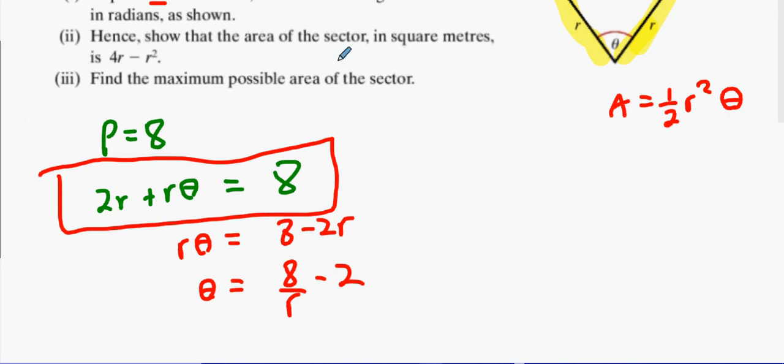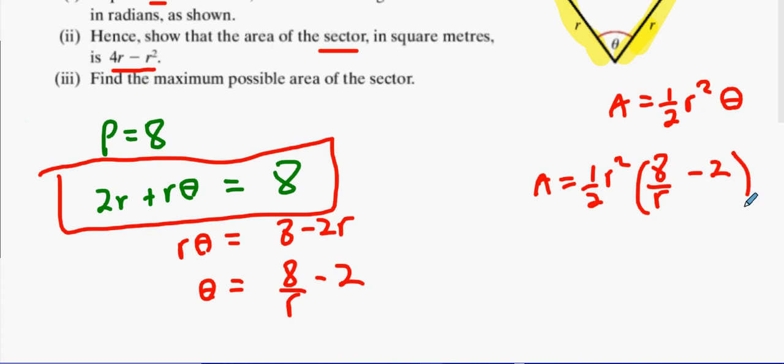Now, in that case, we can show that the area of the sector in square meters is 4r minus r squared. No bother. Here's what we're going to do. We're going to do a half r squared times (8 over r minus 2). Multiply it in. A half of 8 is 4. R squared divided by r is r, so 4r. And then a half r squared times 2 is just r squared. Done. You know the great thing about a question like this is, if you can't do question 2, you can still do question 3. How'd you do question 3, lads?